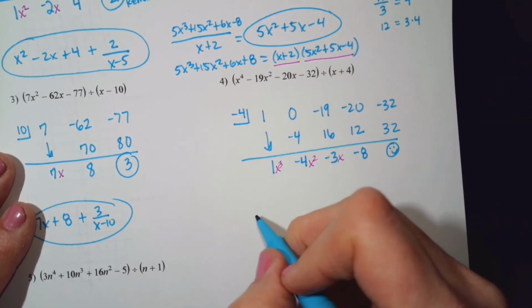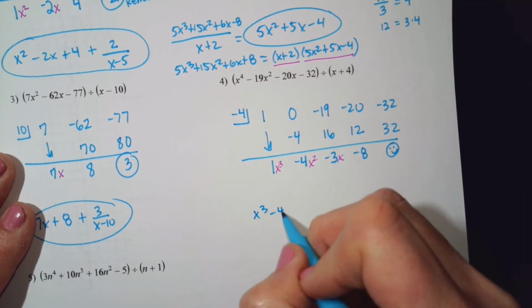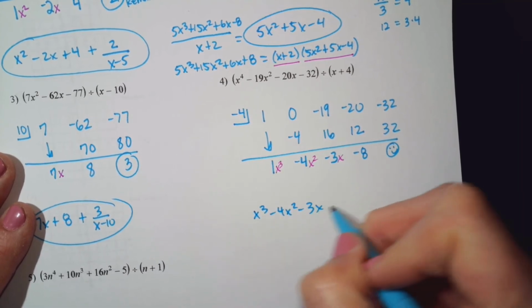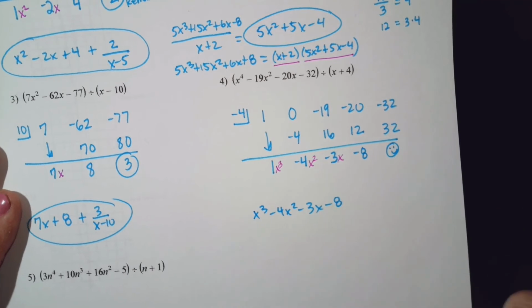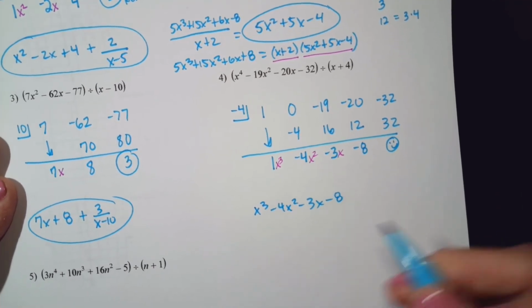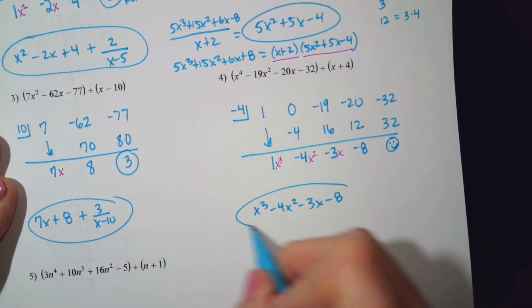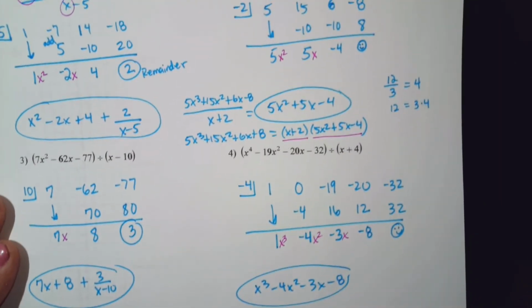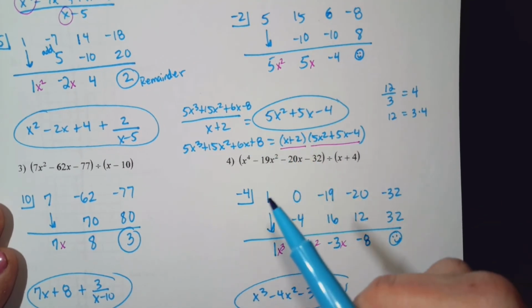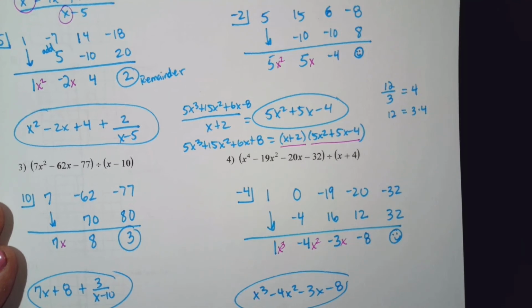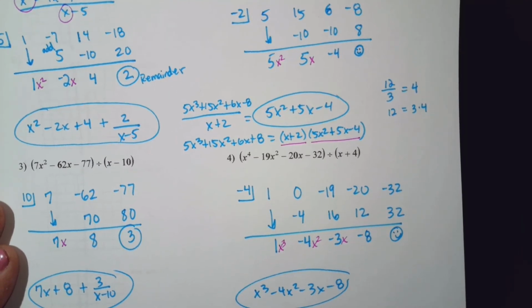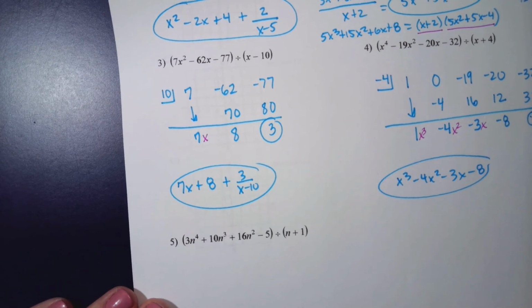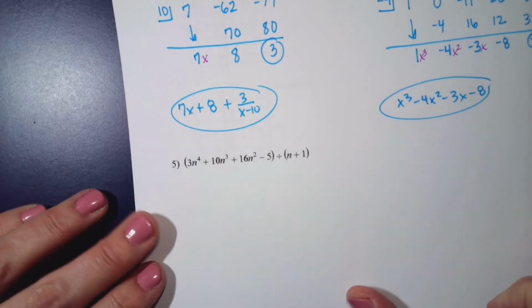All right, so my answer is x to the third minus 4x squared minus 3x minus 8. And it went through perfectly, no remainder. If I wanted to, I could write this kind of thing again for it, but I was just showing you that just for later, so you get used to it. All right, so let's set this one up, and then let's see if you can do it yourself.